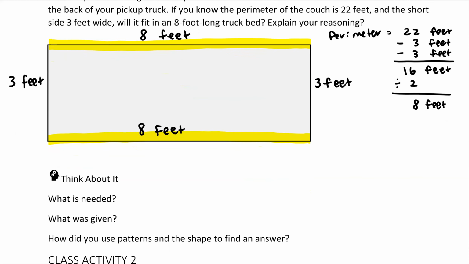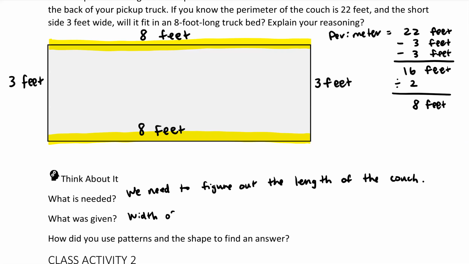So these think about it questions ask, what is needed? So we need to figure out the length of the couch, which we found to be 8 feet. What was given? We were given the width of the couch and the perimeter of the couch.